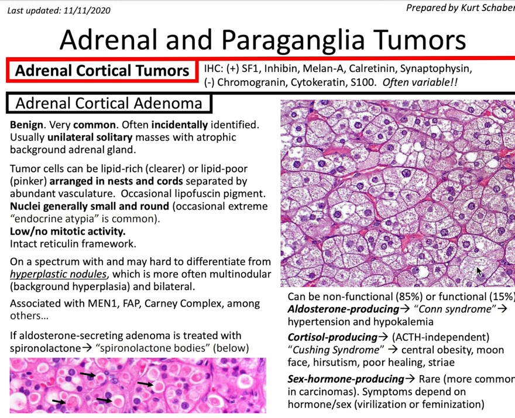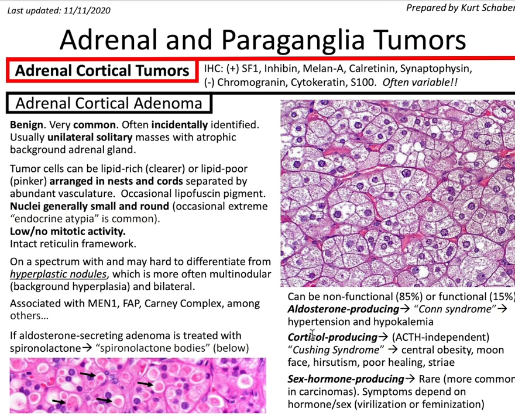Adrenocortical tumors are positive for SF1, inhibin, Melan-A, calretinin, and synaptophysin, and negative for chromogranin, cytokeratin, and S100. Adrenocortical adenoma, it's benign, it's common, incidentally found, and it's usually a unilateral solitary mass. It's arranged in nests and cords. The nuclei are generally small and round, with low to no mitotic activity.